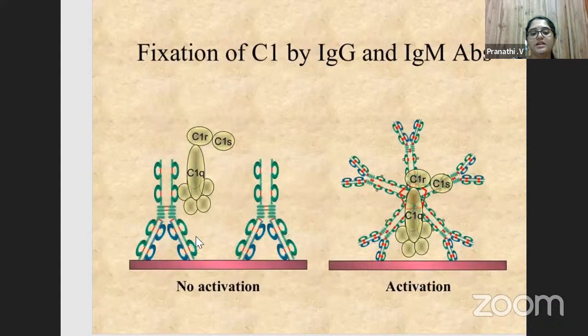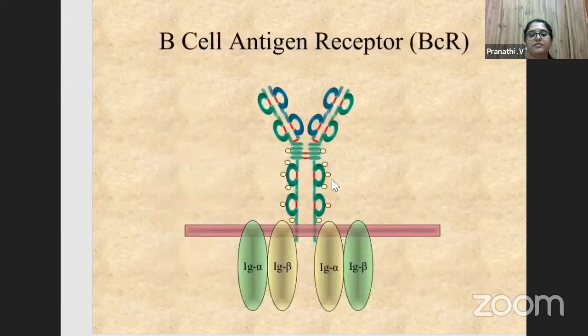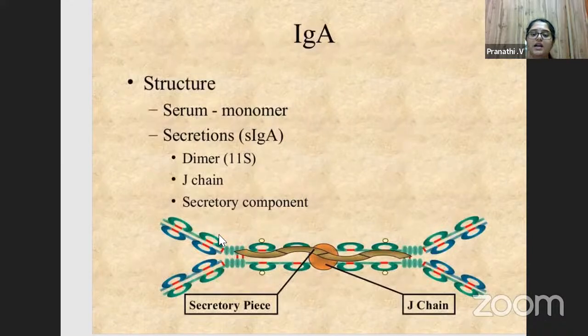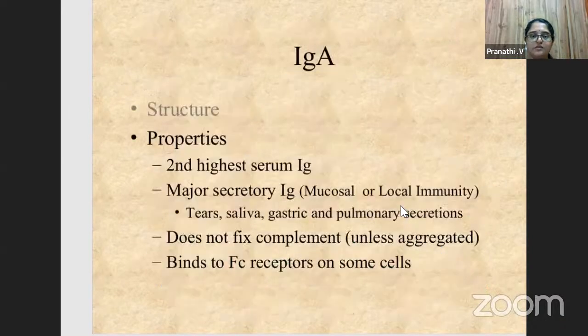And like I told you, see here, fixation of C1 by the IgG antibodies. No activation, but there is activation over here because of the different kinds of CDR regions that are present. So this is the Fab-Fc region. This is how the B cell antigen receptor is going to be. And when it comes to IgA, you can just see the secretory form also.